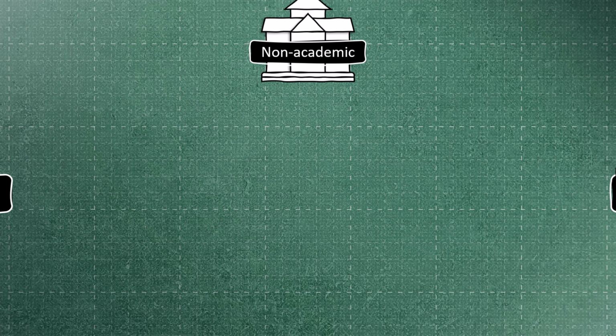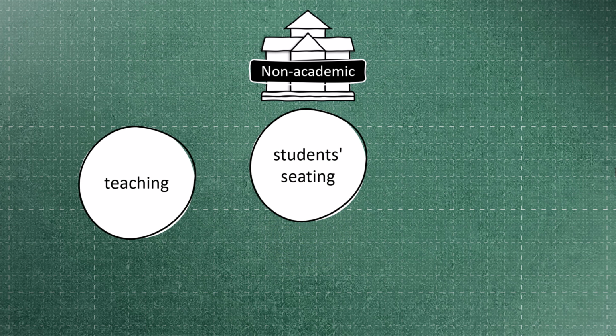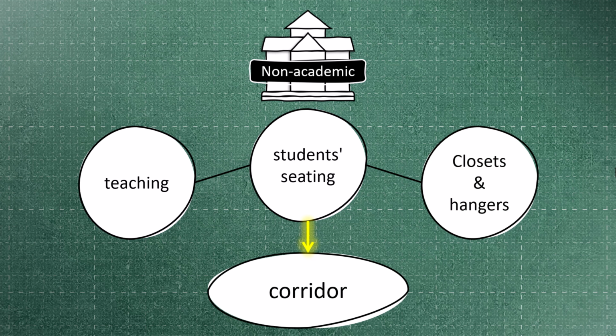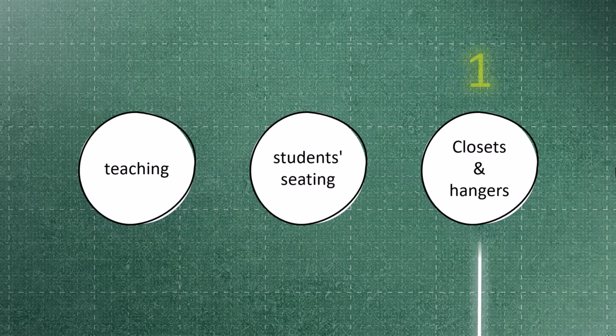In non-academic classrooms, the environment is typically divided into three distinct areas: the teaching area, the student's seating area, and the storage area for closets and hangers. It is also important to consider that all classrooms should be accessed from a corridor. Upon entering the classroom, one first encounters the storage area for closets and clothes hangers. This is followed by the student's seating area, and finally, the teaching area.